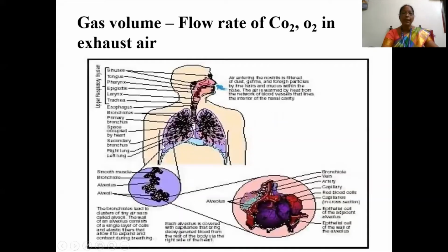Gas volume flow rate of CO2 and O2 in exhaust air, where the gas volume has a vital role in their measurement, is also the place where we use the oxygen and carbon dioxide that have been utilized in our body, more probably 90% of the body consumes that. So we are in a position to measure the gas volume flow rate of CO2 and O2 in our exhaust air.